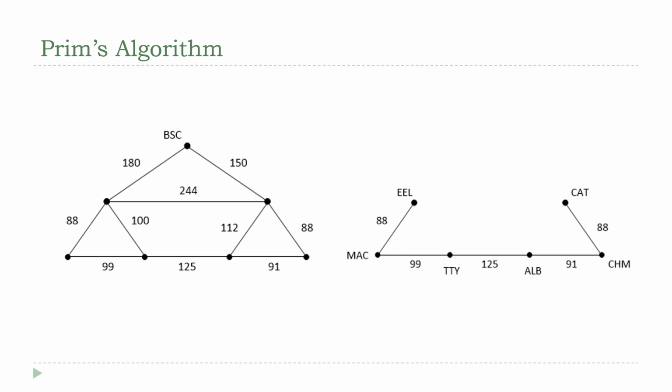The 244, the 100, and the 112, those are out because they all create circuits, which means we have to choose between the 180 and the 150. The 150 is the smaller. That's the one that gets added. And now we've made our way through all of the edges. We've made our way through all of the vertices, right? Every vertex from the original graph has been added to our output. So this is the result of Prim's algorithm. And if you remember from the previous lecture, this is actually the same result we got from Kruskal's algorithm as well.